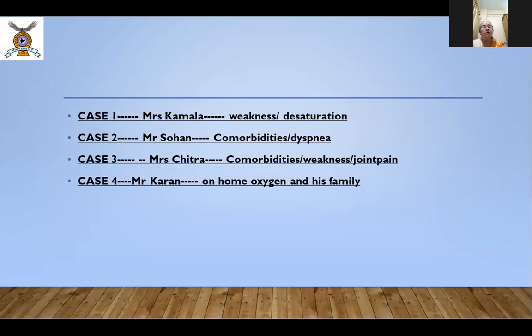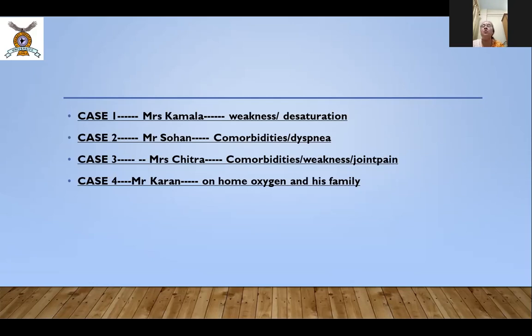Regarding Mr. Sohan, he had comorbidities. A typical COPD patient, he used to take inhalers whenever he thought it was necessary, not as per our prescription. His HRCT score was 12, and obviously post-COVID, he was complaining of dyspnea, and with comorbidities, we said yes, he requires rehab. Mrs. Chitra, the third case, was home isolated. So for a few months, she was taking rest at home, and then after the lockdown was over, she came for follow-up. At that time we realized she is having weakness, she is having comorbidities, and she was complaining of joint pain. So yes, we thought she is a candidate for rehab.